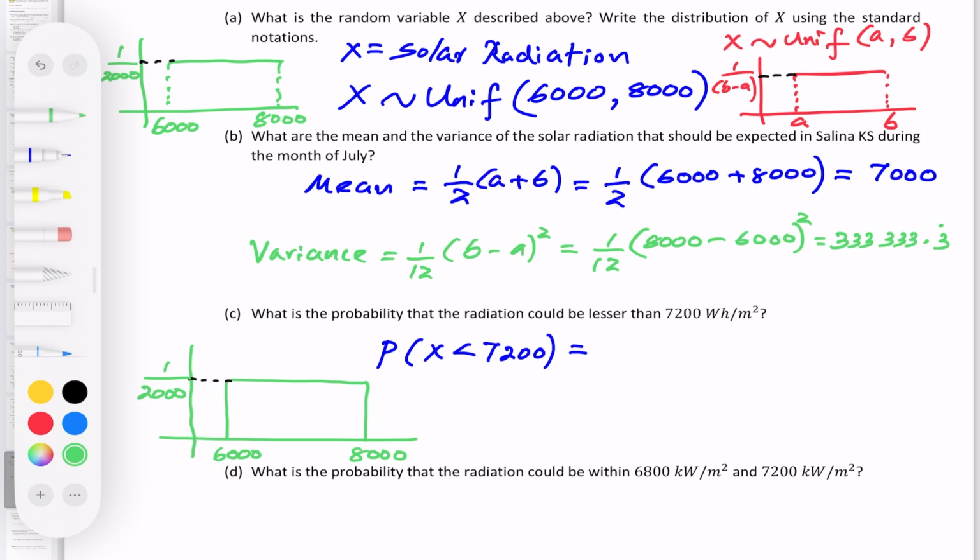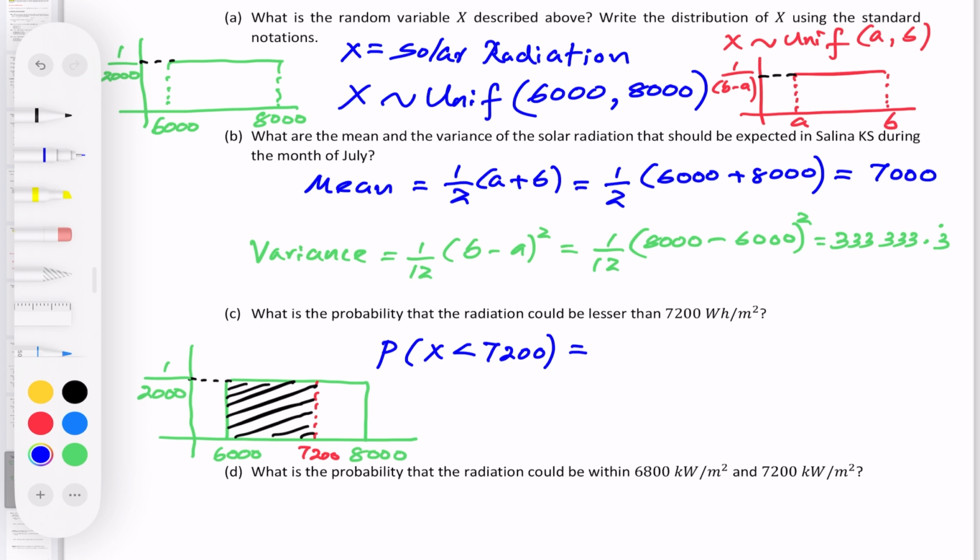We need the probability that x is less than 7,200. So 7,200 is somewhere here. We need x to be less than 7,200. Therefore, I'm going to go ahead and shade the area to the left from 7,200. So the probability value that I need is the shaded area.